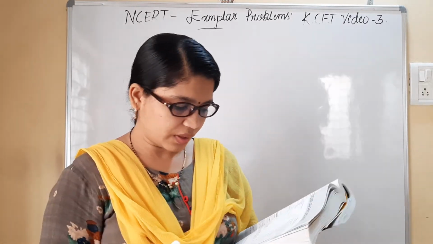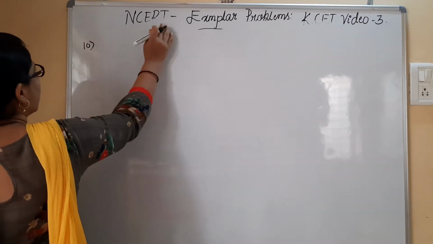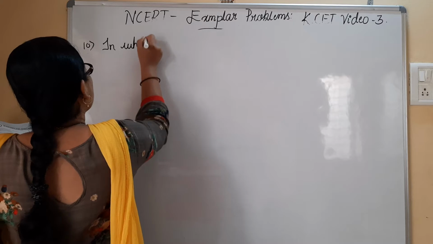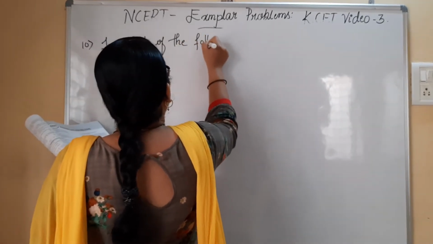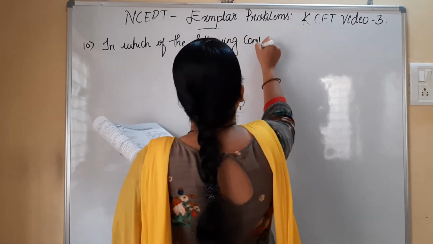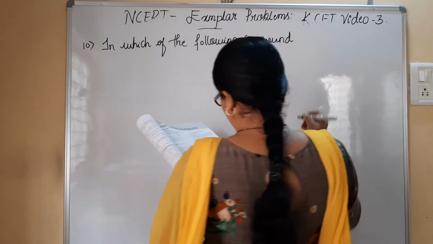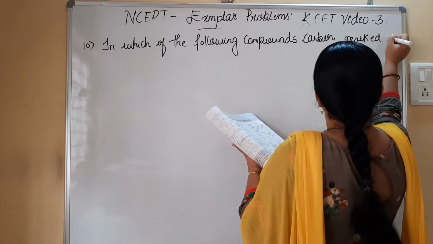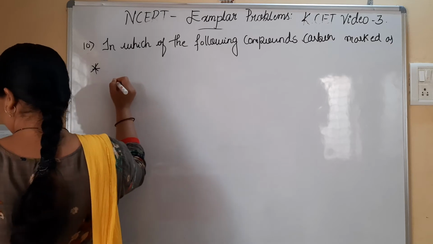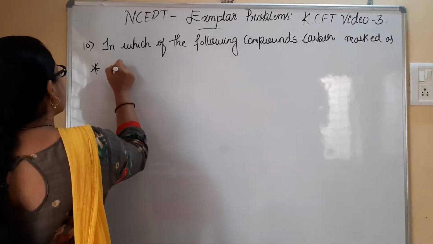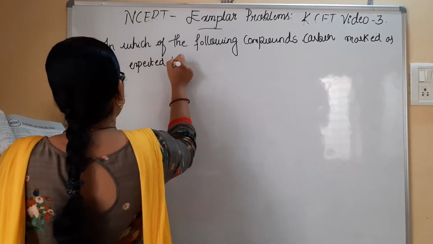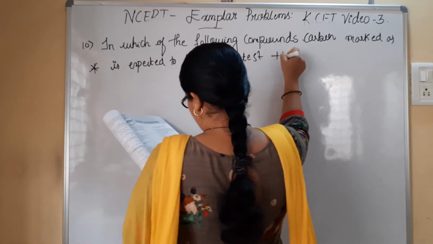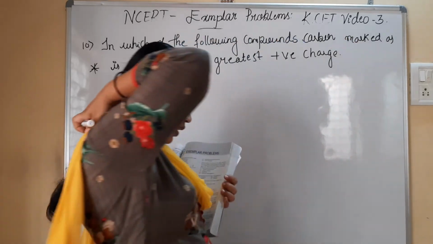You can refer there. Then we have next one, 10th question of NCERT exemplar, that is, in which of the following compounds the carbon marked as star is expected to have greatest positive charge. So this is one of the nice questions I can say here.